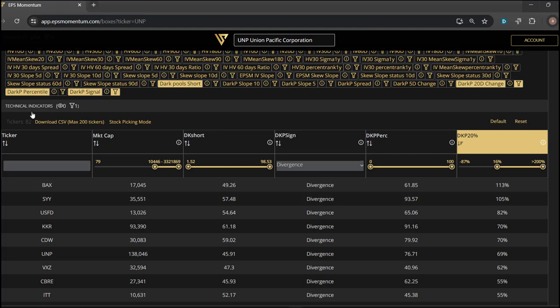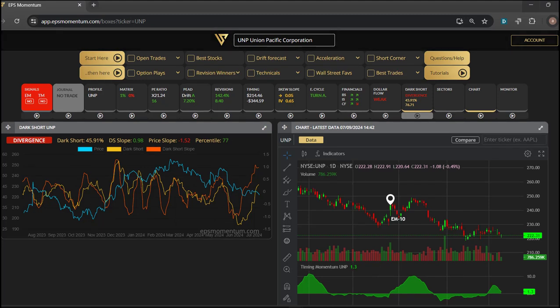Use those fields in the screener, and you can marry it with the revisions, you can marry it with the drift, you can marry it with many other tools there.